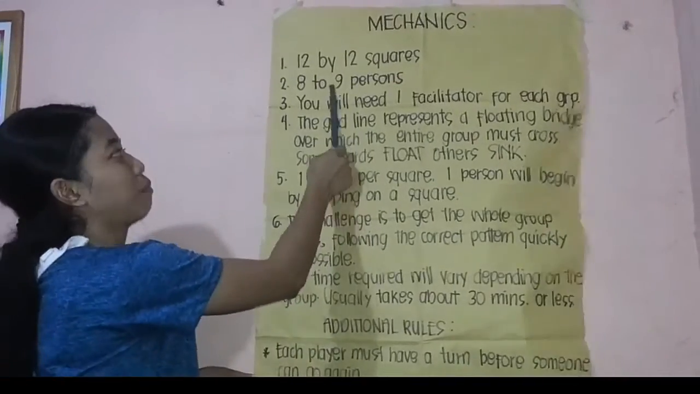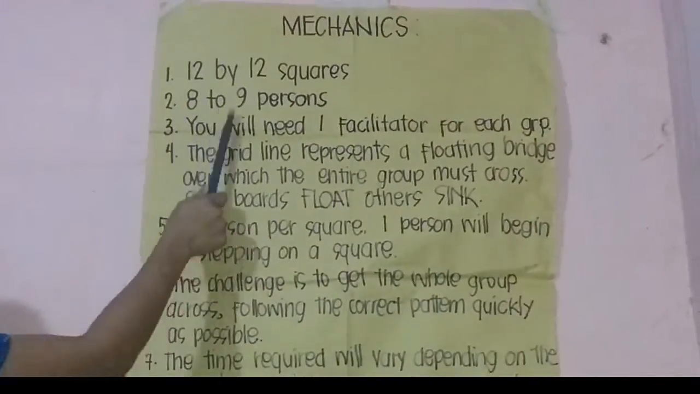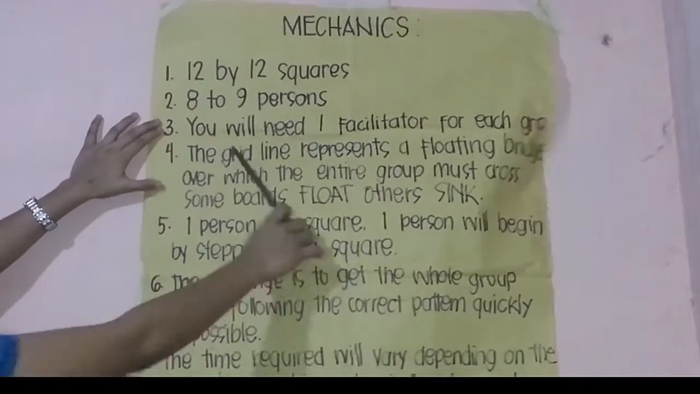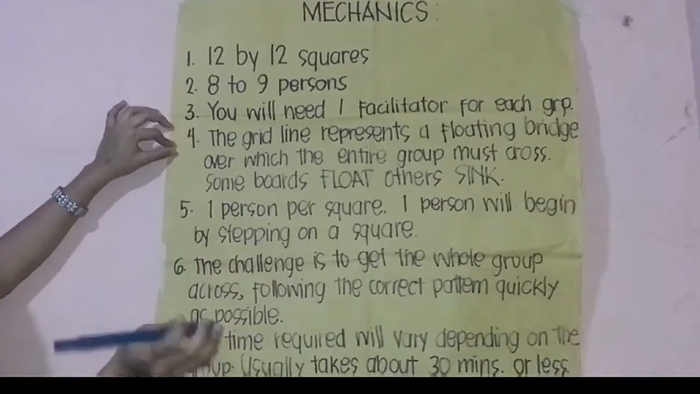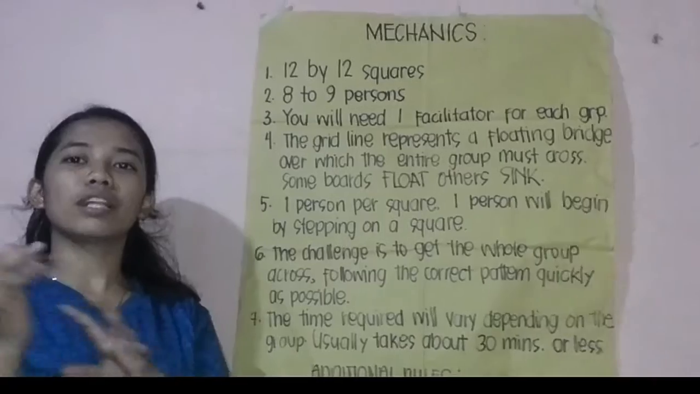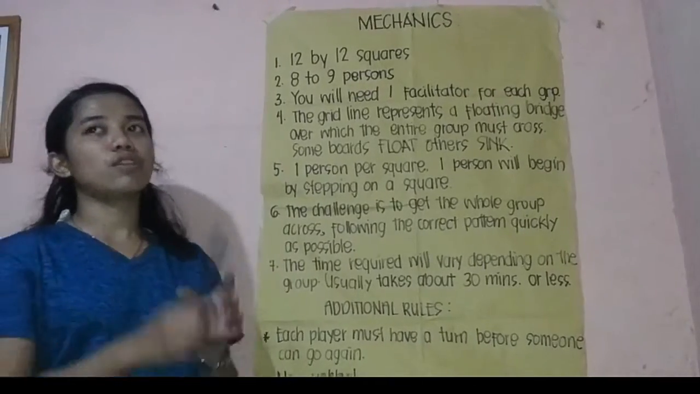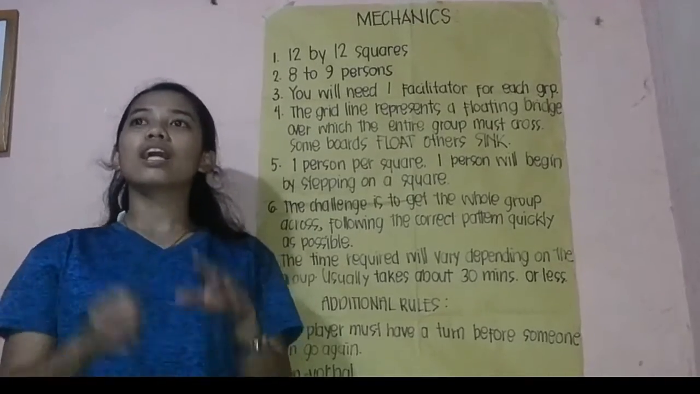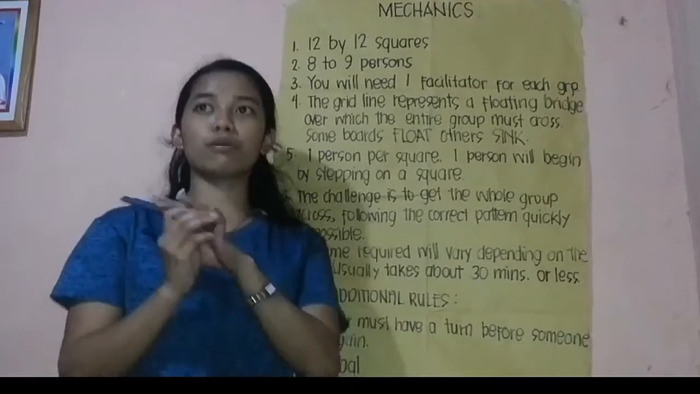We will use 12 by 12 squares, and in each group, we have 8 to 9 persons. You will need one facilitator for each group. The facilitator will be the one to make or draw the board. This can be done using masking tape or by taping yarn to the floor if done indoors. If done outdoors, you can use chalk to draw your board. The board should be spaced far enough apart so the group has enough space to move around.